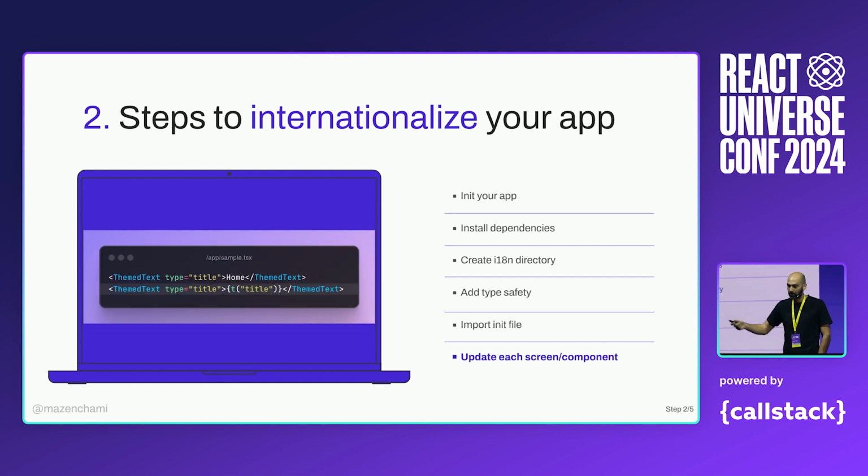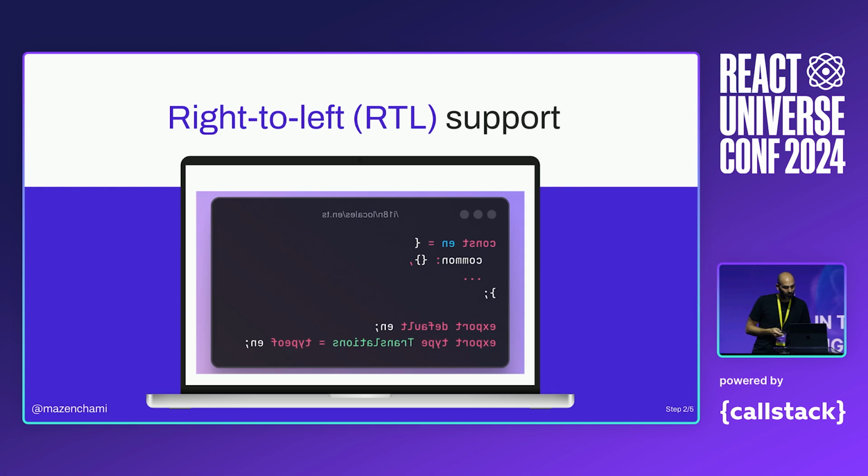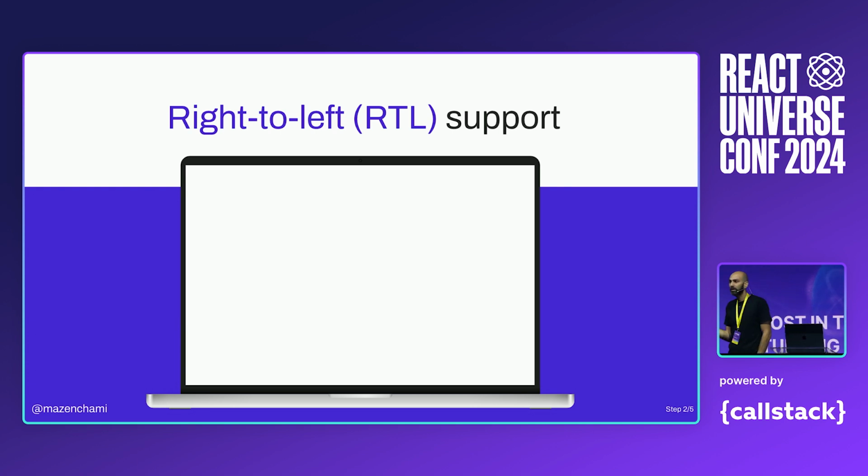And then next thing, you go into every screen, change the component. You might notice this is just the theme text. I think we saw this earlier in a couple of talks. And there we go. Now, I think some slides are out of order. But OK, so now we need to add some right-to-left support, right?